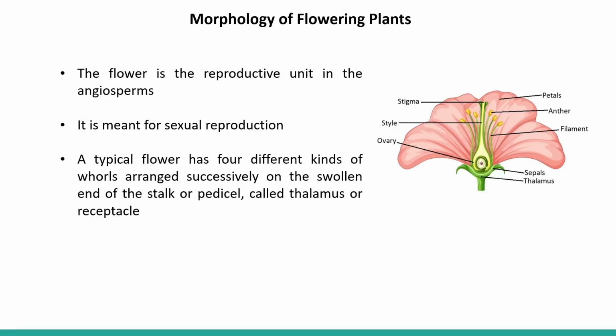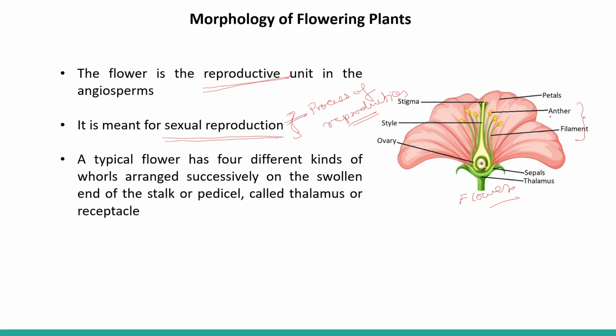The flower is a reproductive unit in the angiosperm. So angiosperm possesses a reproductive unit as a flower. It is meant for sexual reproduction. So what is the function of any flower? They participate in the process of reproduction, because they have the reproductive organs, male reproductive organ and female reproductive organ.